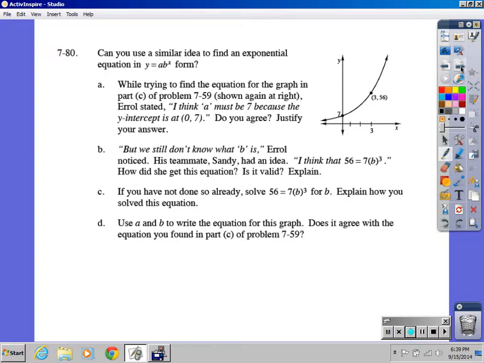We're going to talk about exponentials, a times b to the x form. Okay, that's what this chapter is all about. That's what we're working on. And here we see, while trying to find the equation for the graph in part C of problem 59, shown again at the right, Arrow stated, I think a must be 7 because the y-intercept is 7. That's true. The y-intercept is the initial value. They mean the same thing. They are one and the same.